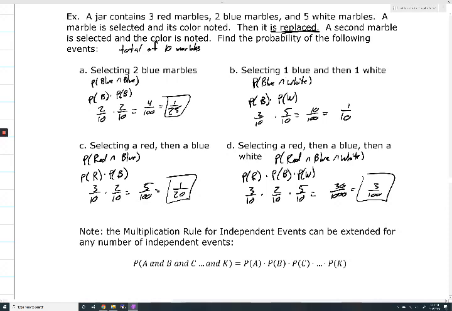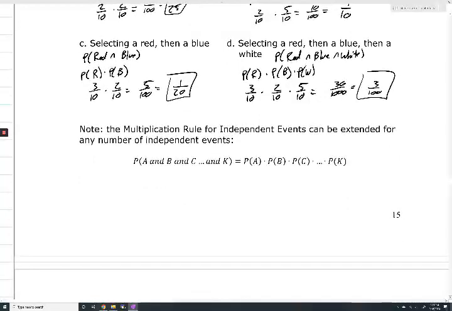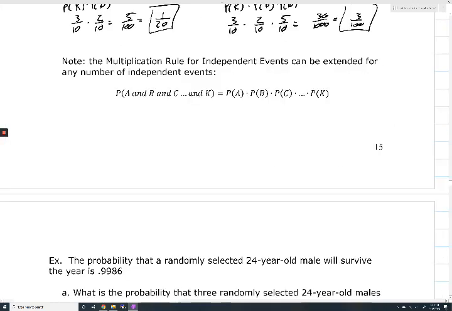And again, I'm using that upside down U looking shape instead of "and." They mean the same thing. And then for D, a red and a blue and a white, you just multiply all three of them together. And you can extend that multiplication property as far as you want. So you can have 3 events or 10 events or 100 events that you are multiplying them all together.